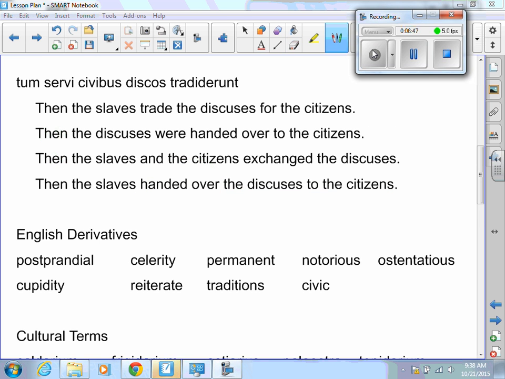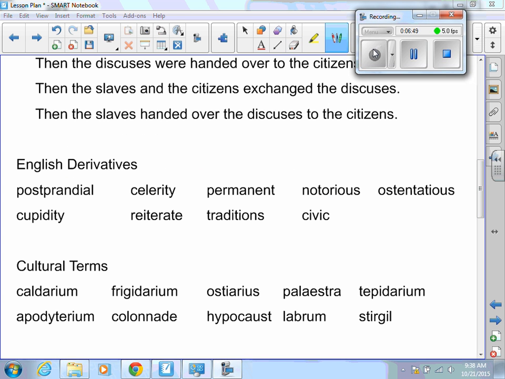Next we have English derivatives, words that are coming from Latin words. We have postprandial. I know that post means after. Prandial has to do with meals. Postprandial is after a meal. Celerity, clarity, from Latin celer, which means quickly. So this is swiftness. We have permanent. This is from per, which means thoroughly, and moneo, which means to stay. So to stay thoroughly or to stay forever is permanent. So long-lasting is permanent.